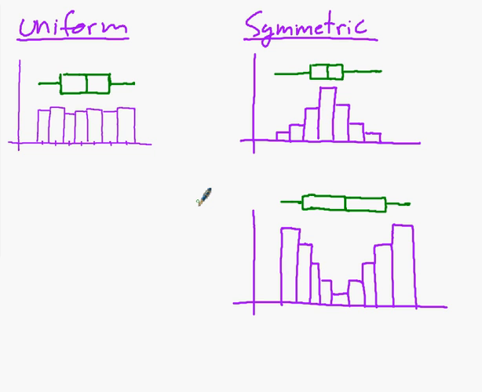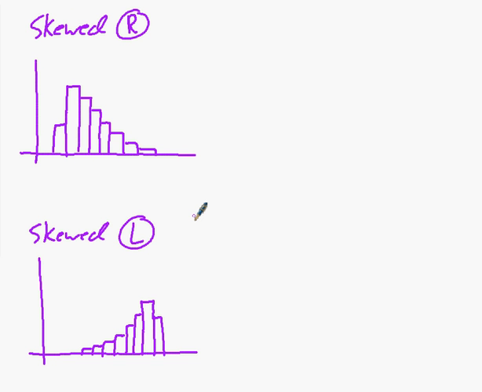Let's talk about a couple of others. Here we have two classic examples of skewed right and skewed left. We can look to see what these box whisker plots are going to look like. You can even pause the video and see if you can predict what they might look like and then compare. So here's what the box whisker plots look like.